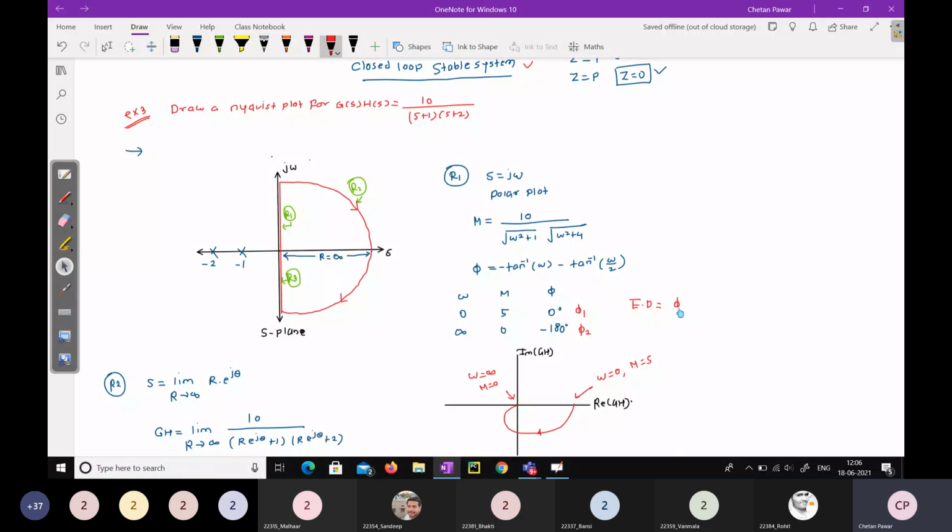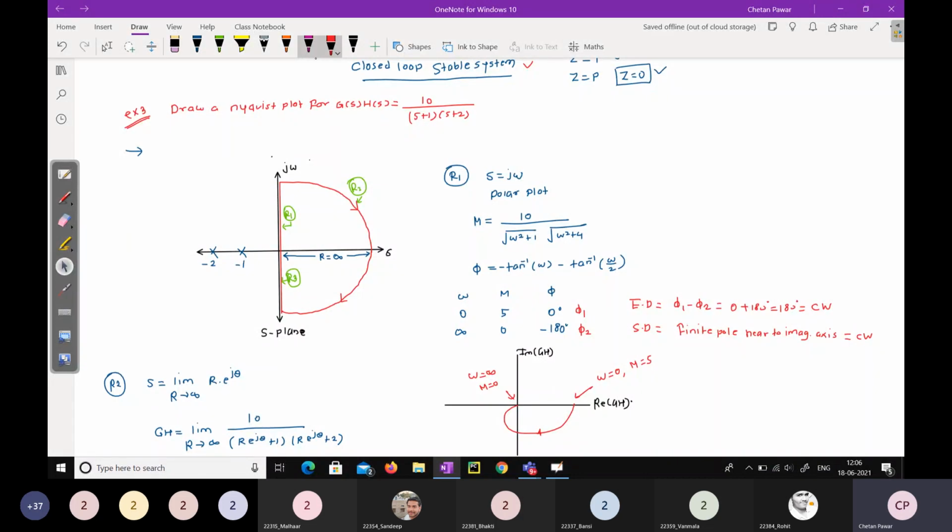So that will be phi 1 minus phi 2. 0 minus 180 degree, so it will be plus 180 degree. So it will be clockwise. Okay. And what is the starting direction? Finite pole near to imaginary axis. So that is also clockwise.